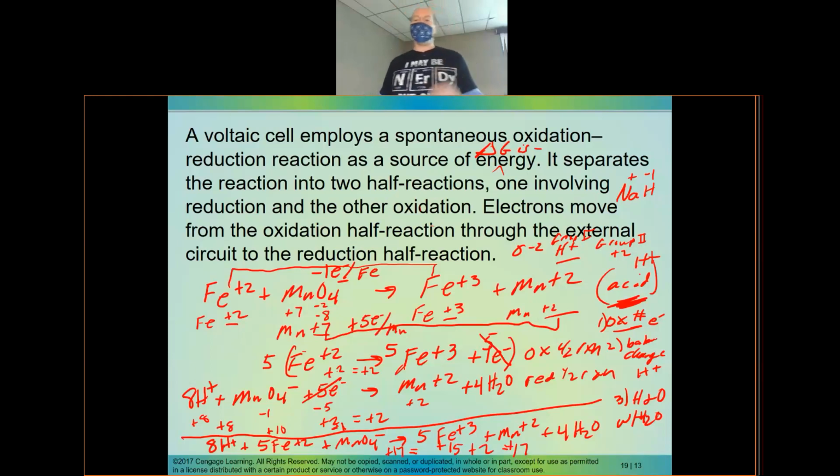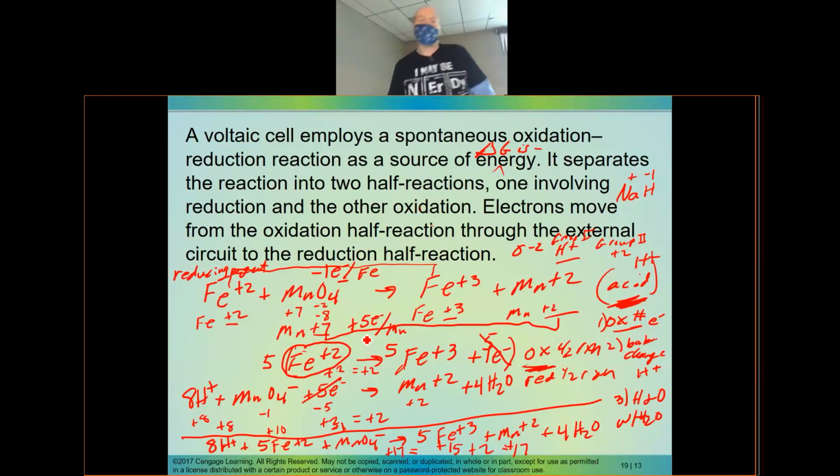All right. Now, the oxidation half reaction, you're going to be asked to label your oxidizing agent and your reducing agent. From your oxidation half reaction, the reactant, and it's always a reactant that's going to be your oxidizing agent or reducing agent. The reactant of your oxidation half reaction is always your reducing agent. So this is your reducing agent.